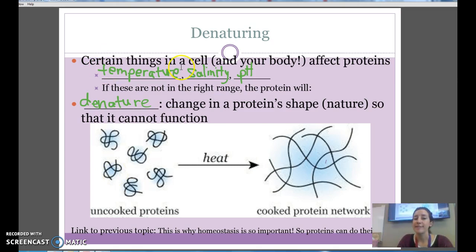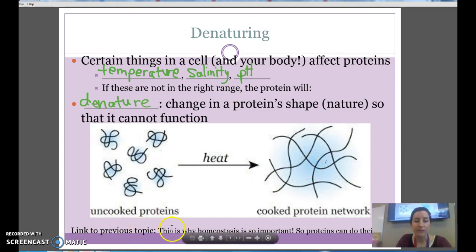Okay, certain things in a cell and your body affect proteins, like temperature, salinity, and pH. If these are not in the right range, the protein will denature. Denaturing is a change in a protein's shape or nature so that it cannot function. So you've got it all wound up, the protein right here, and then if it's too hot, it's going to denature and just go to its primary structure as a line of amino acids.